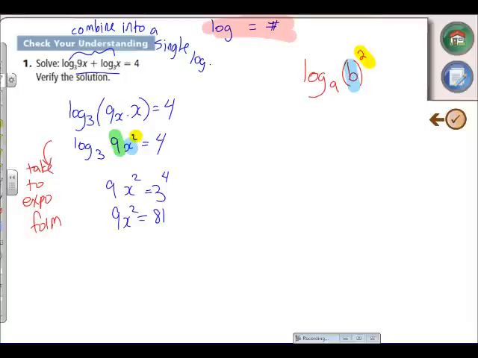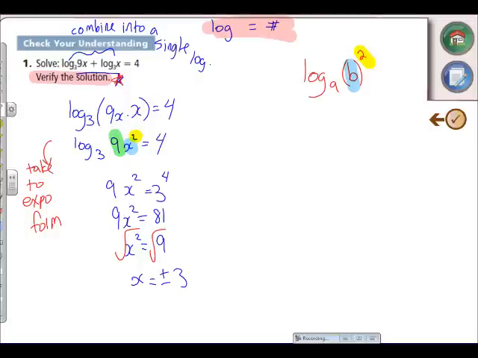Let's divide the 9 over. x squared equals 9. Now we're taking the square root of both sides. And if you take the square root, plus or minus 3. And then it says, verify the solution. That's not a suggestion. You must verify all log equations.